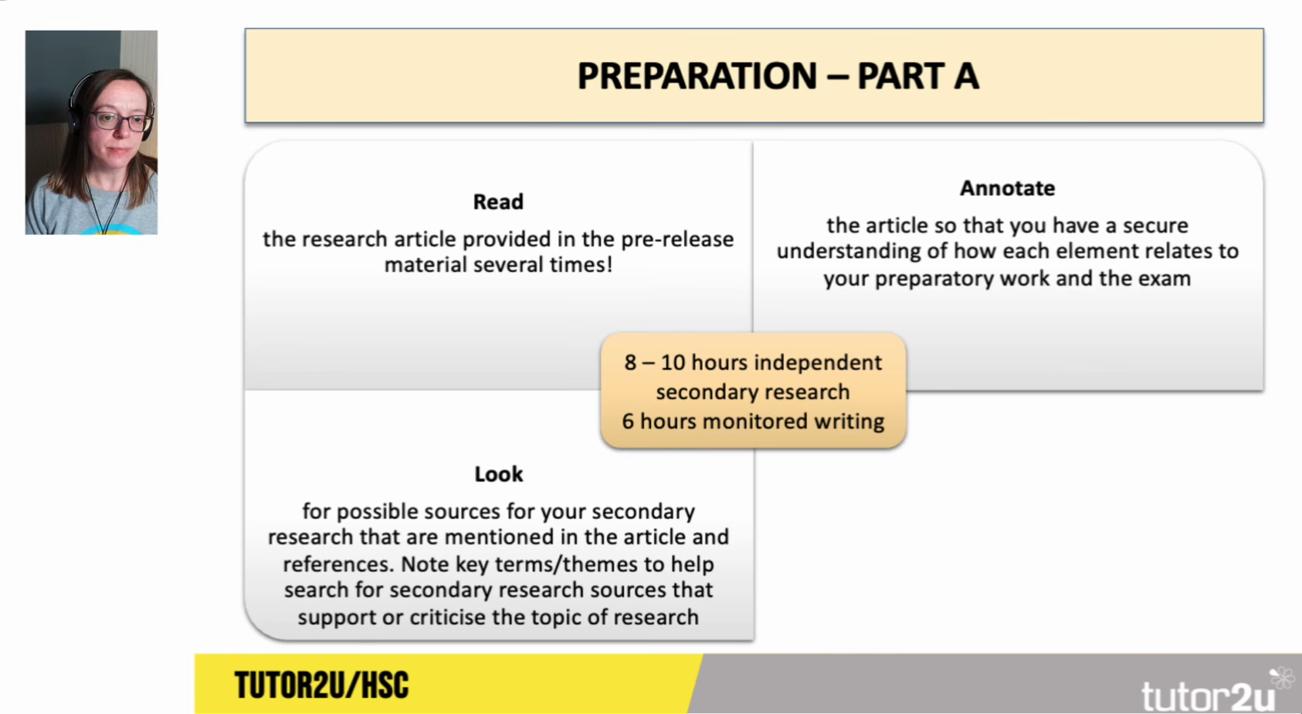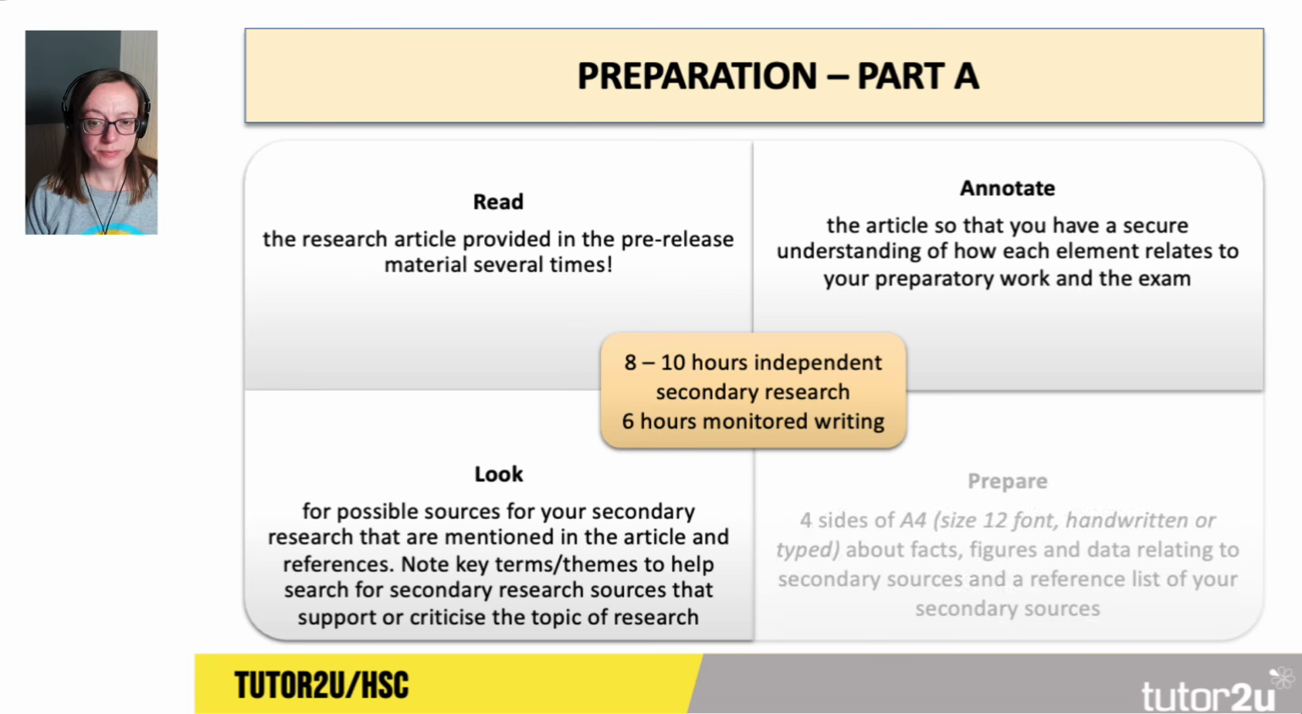You need to use that article to look for possible sources for your secondary research. So are there any research projects mentioned in the body of the article or in the reference list at the end? You also need to pay really close attention to any key terms used, because those are the key terms you're going to use in your secondary research. You might find that there are sources that support or criticise the topic.